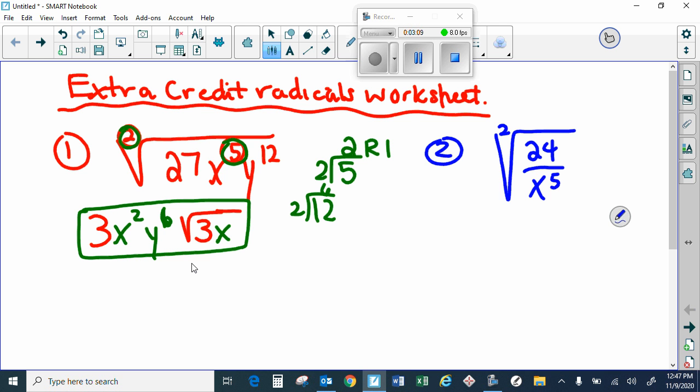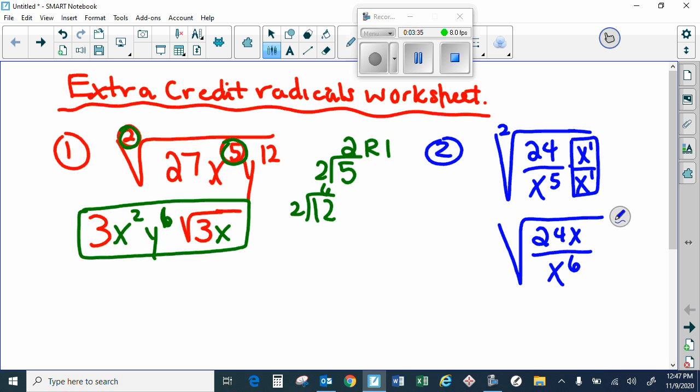Okay, so I need to go ahead and multiply by one more x, right? Because what is 5 plus 1? 6. Doesn't 6 divide by 2 evenly? Yes, it does. And then remember, x over x is really just 1, so I haven't changed the problem. So now I have square root of 24x over x to the 6th.